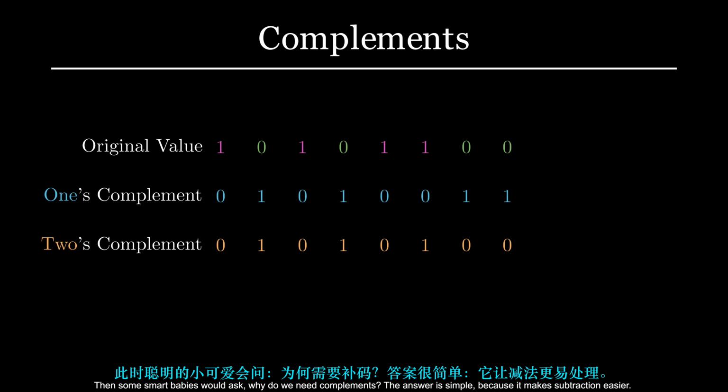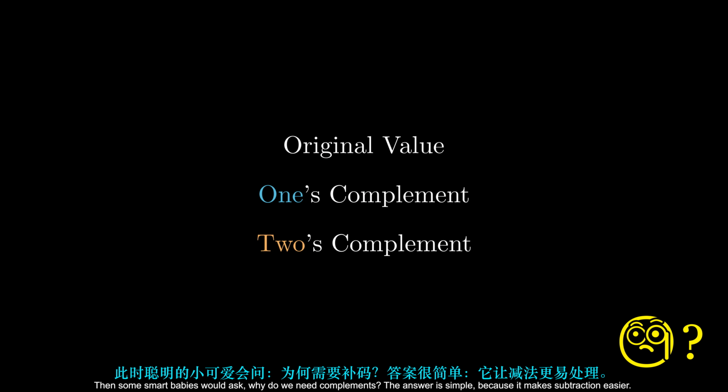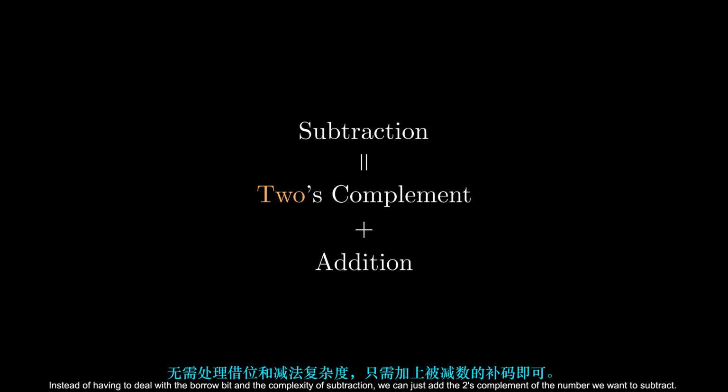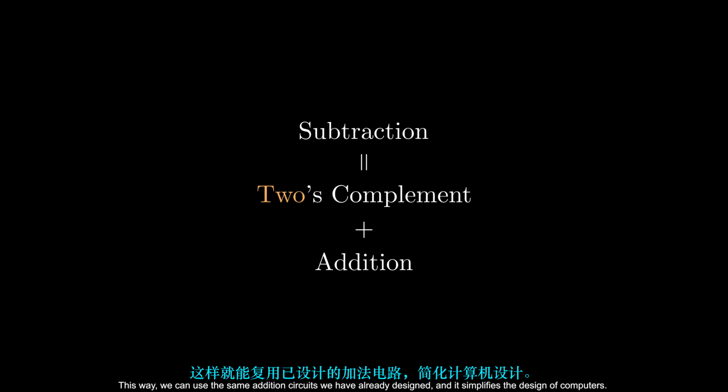Then some smart babies would ask, why do we need complements? The answer is simple, because it makes subtraction easier. Instead of having to deal with the borrow bits and the complexity of subtraction, we can just add the twos complement of the number we want to subtract. This way, we can use the same addition circuits we have already designed, and it simplifies the design of computers.